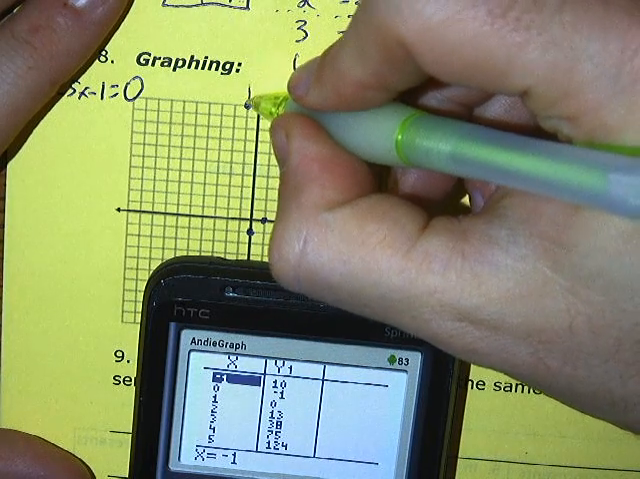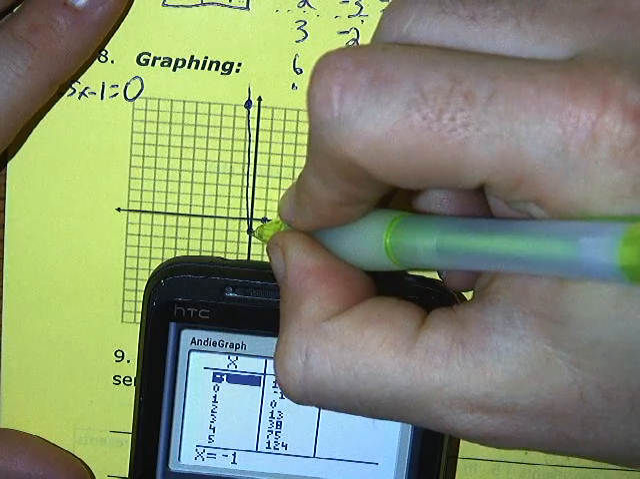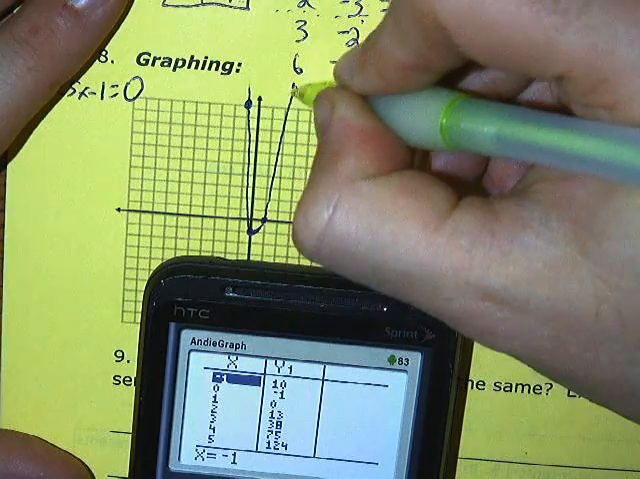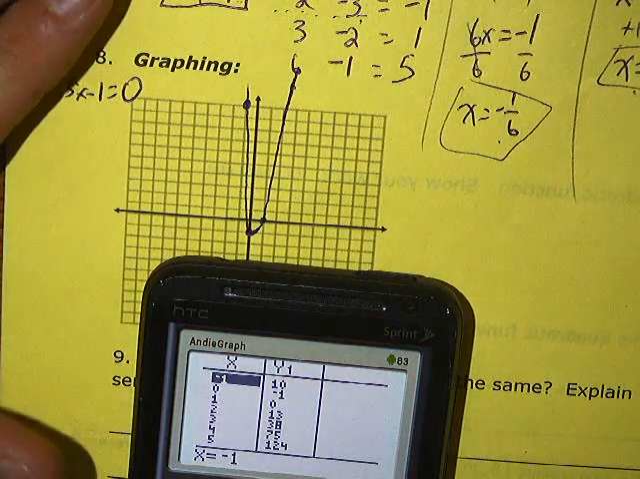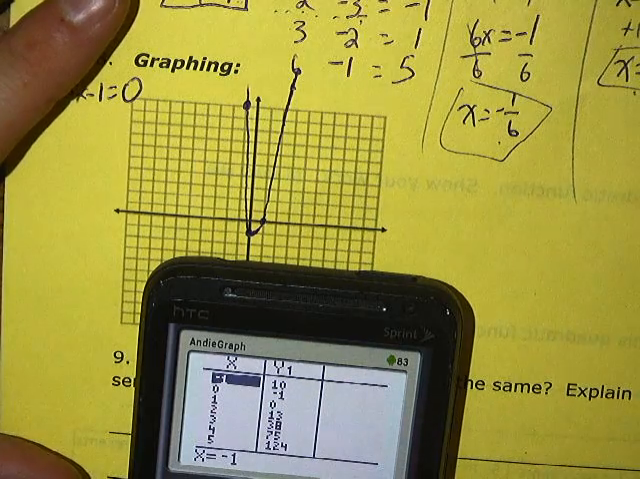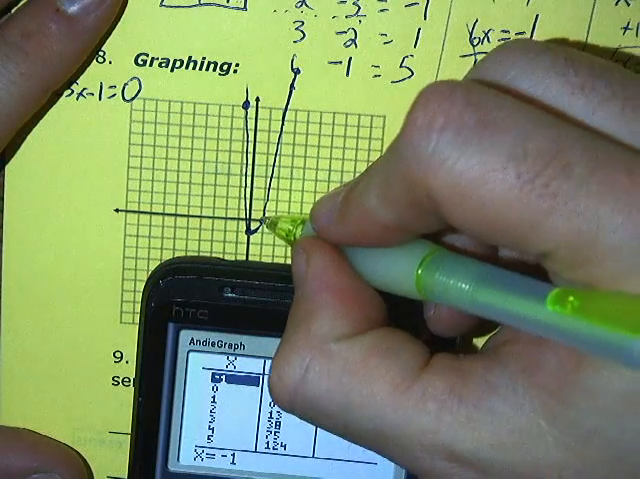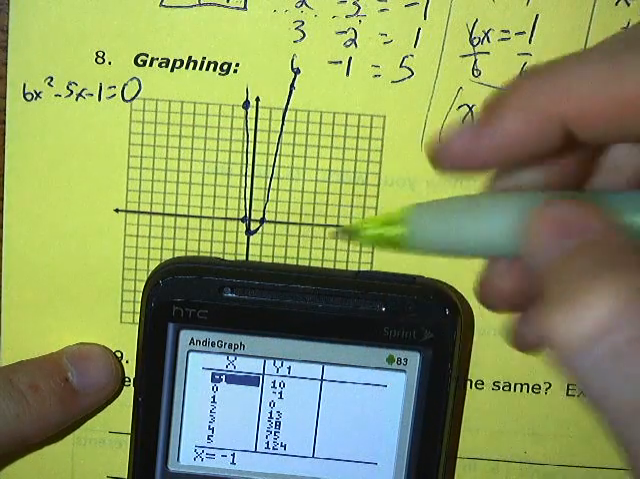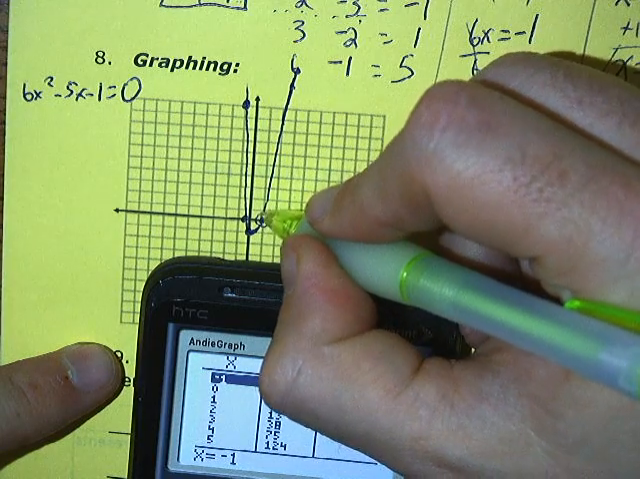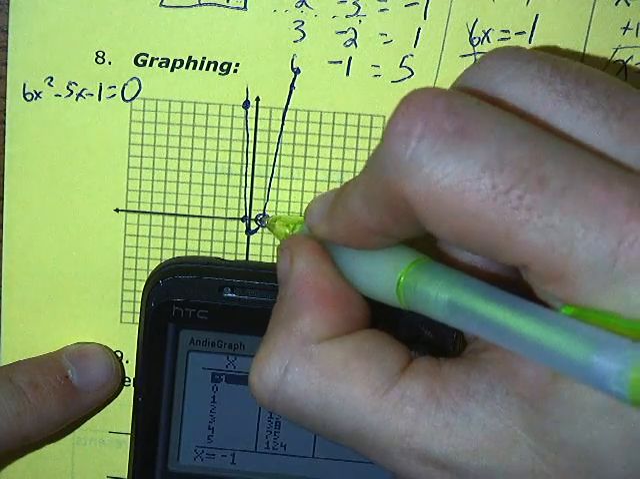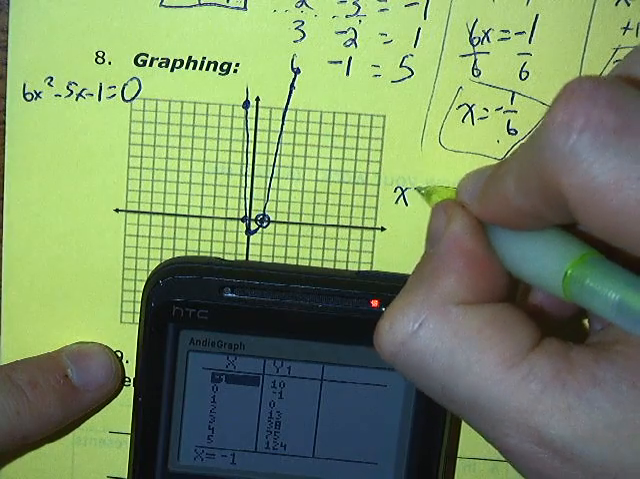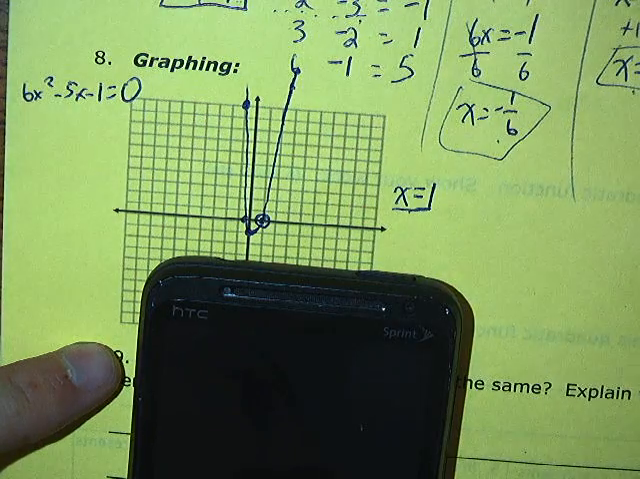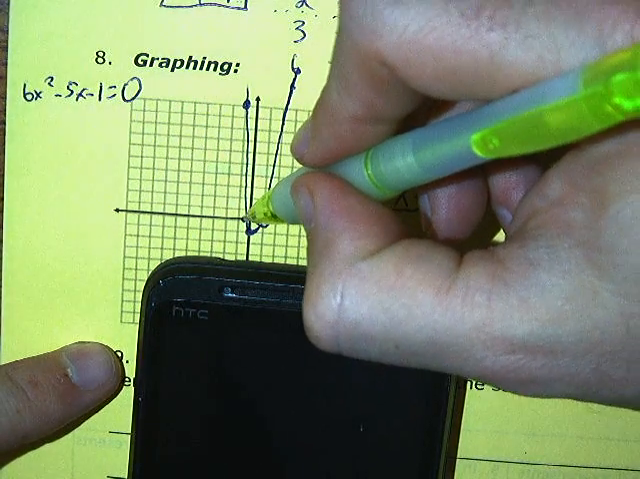So my graph is going to come down here somewhere and come back up. That's a bad representation, but it does something to that effect. Now, if you remember from our lessons, the answers to our quadratic equation were always found at the x-intercepts. So this one tells me that it's going to happen at x equals positive 1 because it crosses at x equals 1. The hard part is going to be finding this guy.